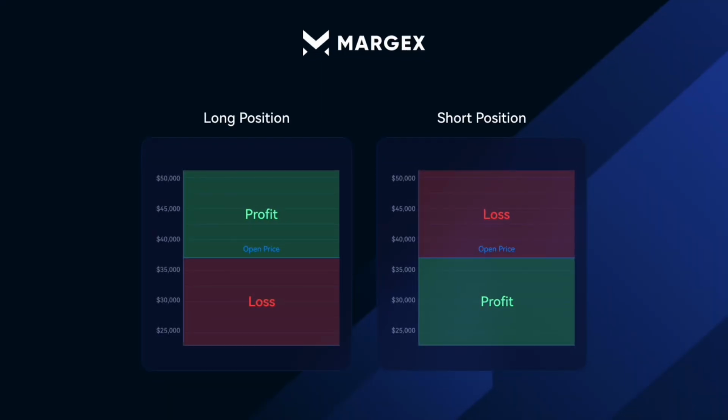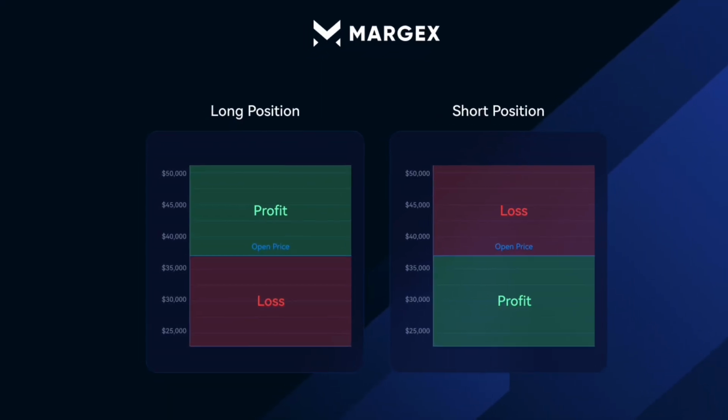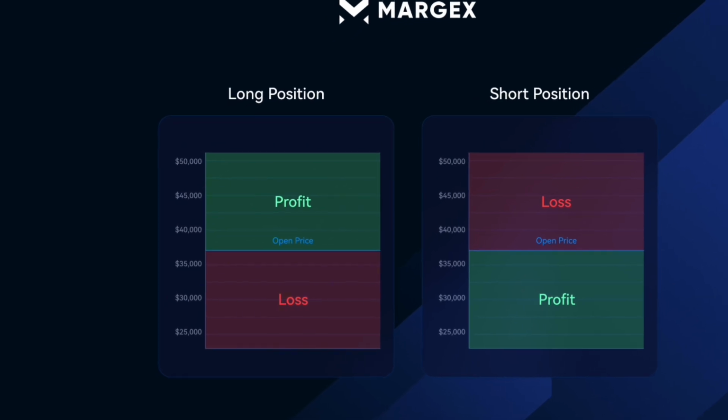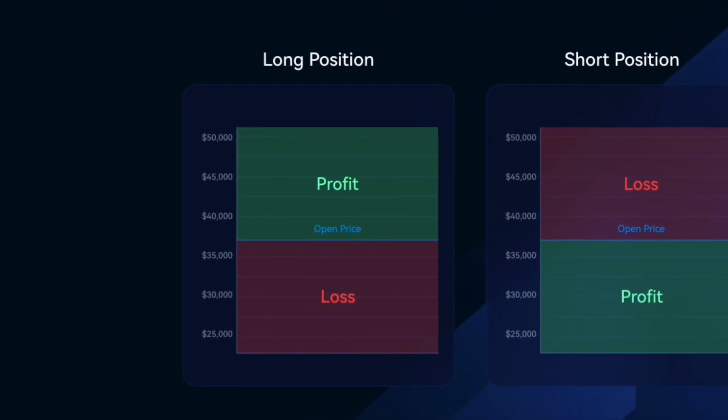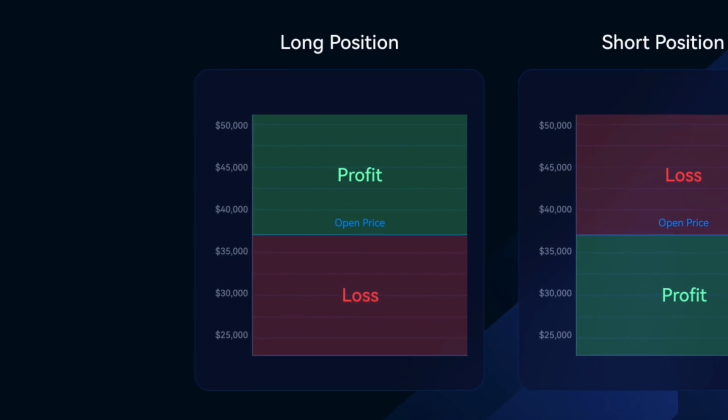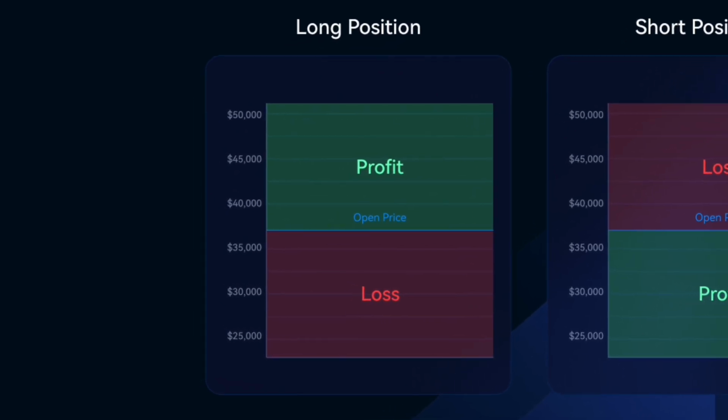What is the difference between long and short positions? Long position. The opening price is shown in the center of the chart. Everything above this price is highlighted in green, indicating profit. Everything below the opening price is highlighted in red, indicating a loss. In a long position, you buy an asset with the expectation that its price will rise. You make a profit when the price moves above the opening price.